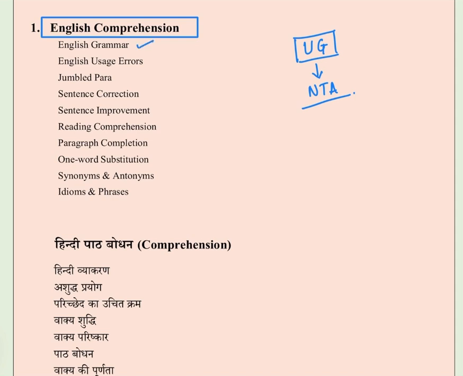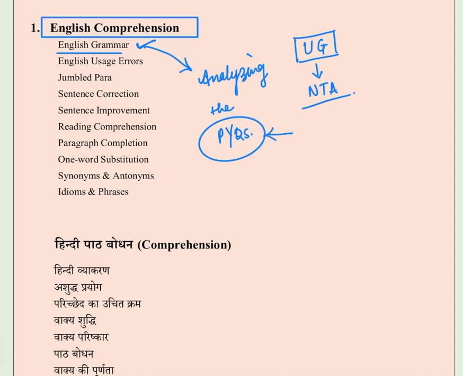The first one is English grammar. It is a very broad term because they haven't specified what part of grammar, and that we'll get to know by analyzing previous year question papers. This is going to be our navigating tool. So we'll navigate through PYQs and we'll get to know what topics and themes are important under the heading of English grammar.